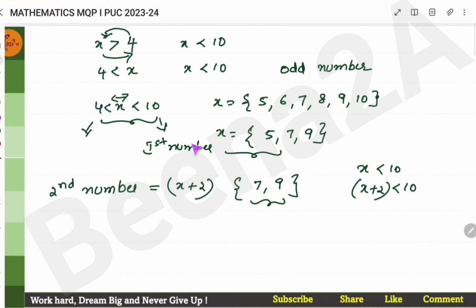Now, you know the first number, you know the second number. So what are the pairs? Simple. 5 and 7. 7 and 9. That's all. We can't take 9 because if I take 9, then I'll have to add 2 to it and it will become 11. And every number should be less than 10. So 11 cannot be taken. So it will just be these two pairs. This is the answer.